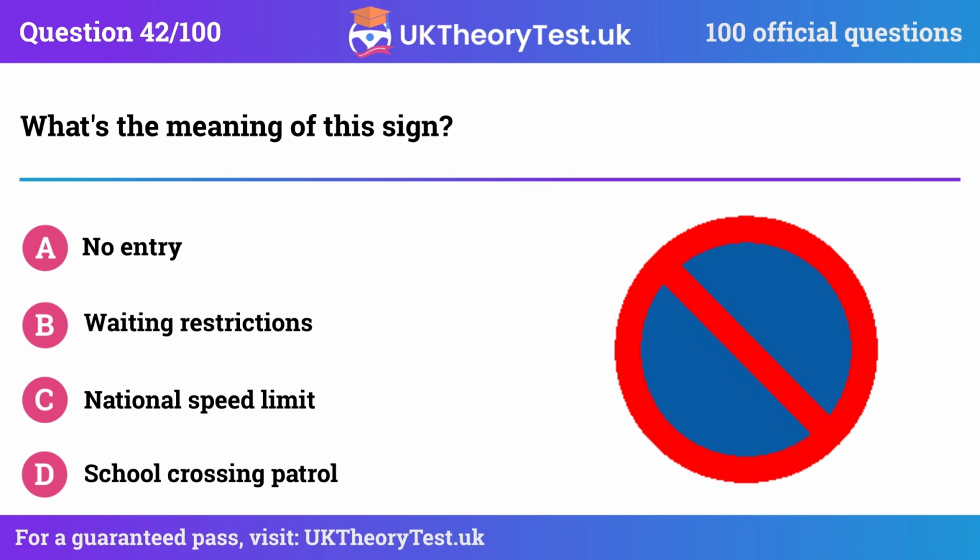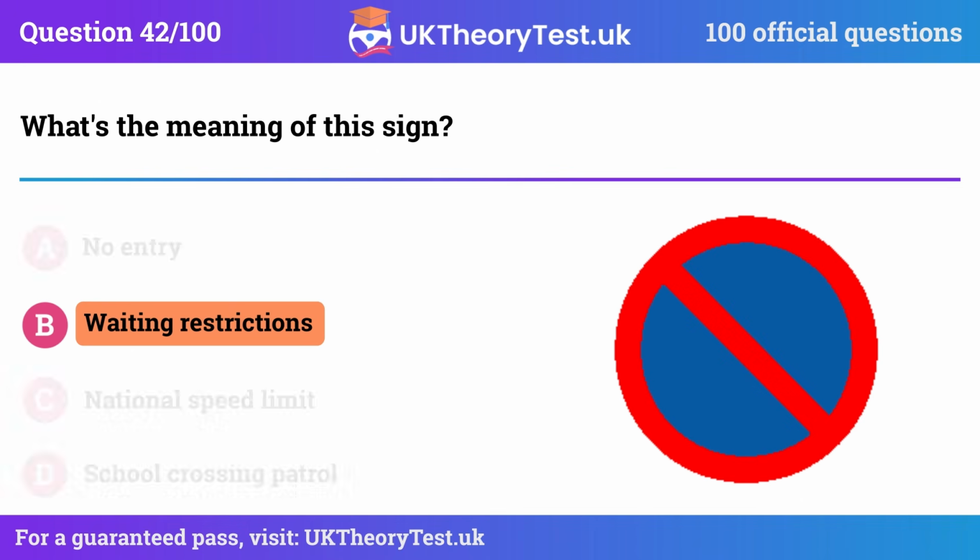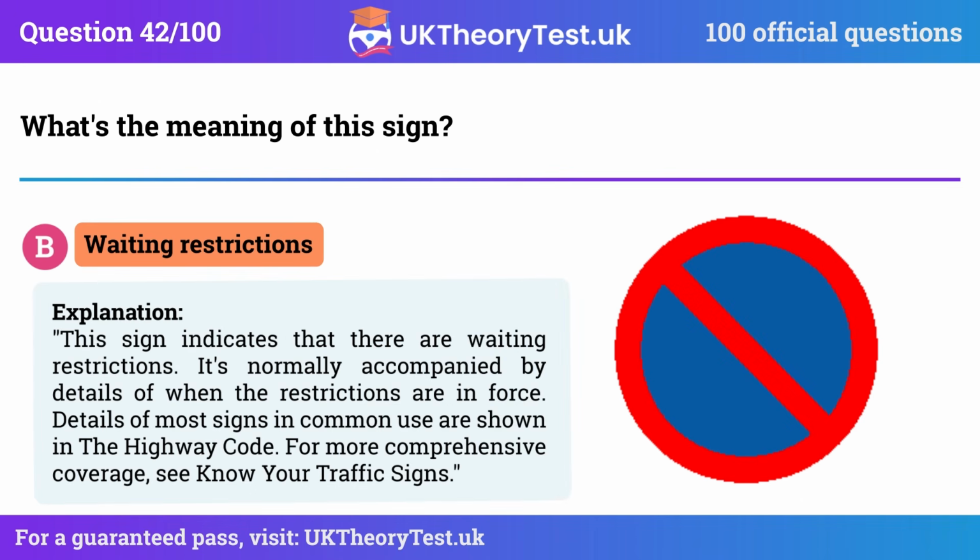The correct answer is B. Waiting restrictions. Explanation: this sign indicates that there are waiting restrictions. It's normally accompanied by details of when the restrictions are in force. Details of most signs in common use are shown in the Highway Code. For more comprehensive coverage, see Know Your Traffic Signs.